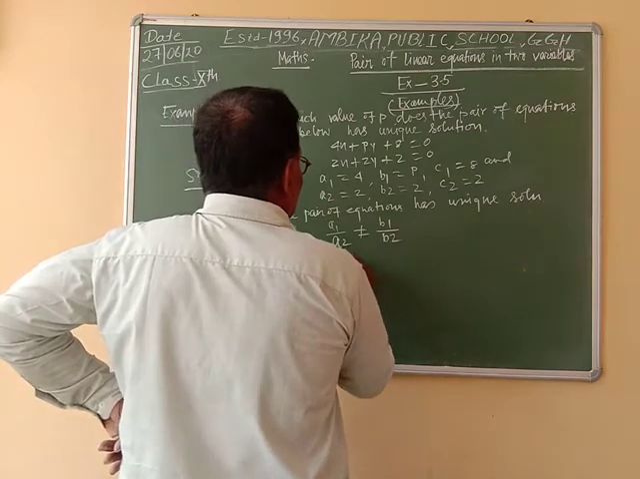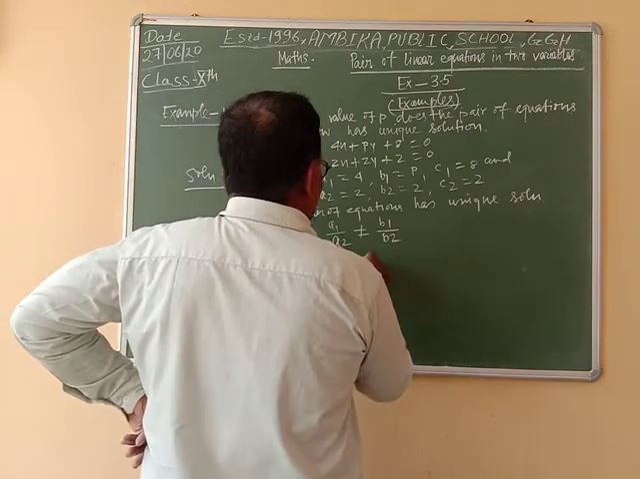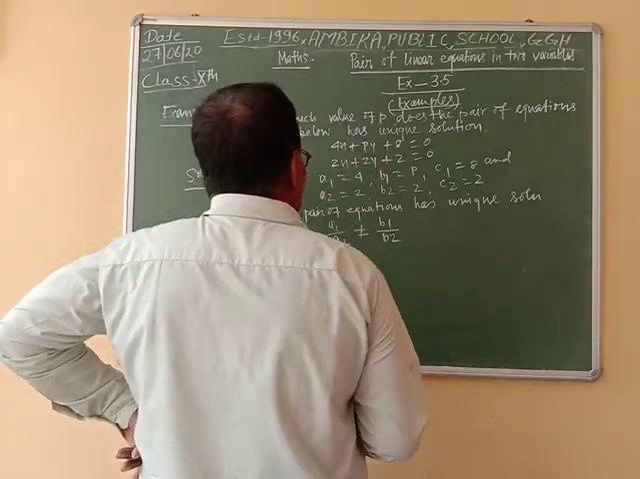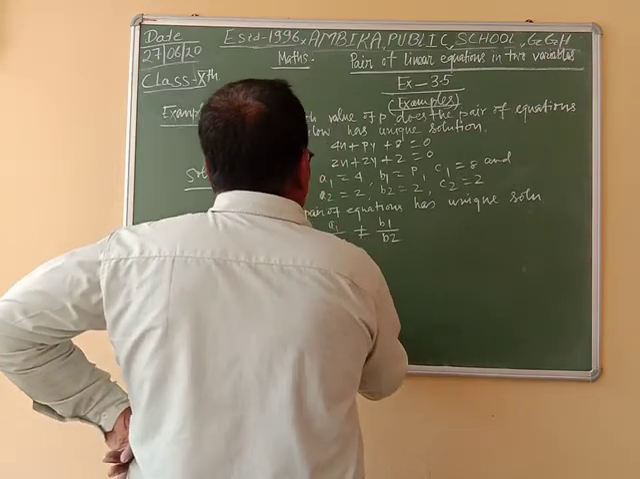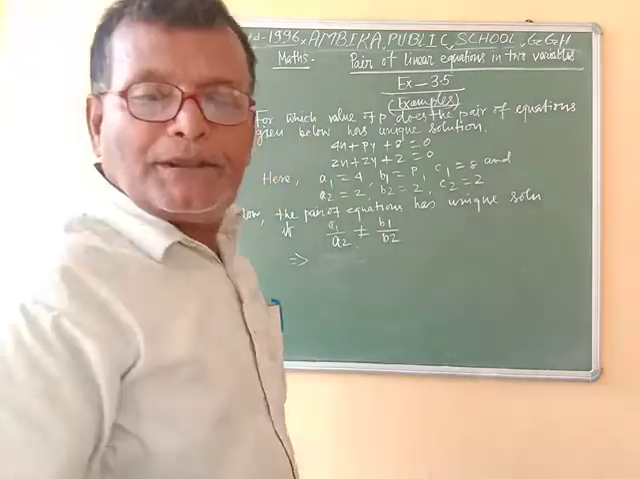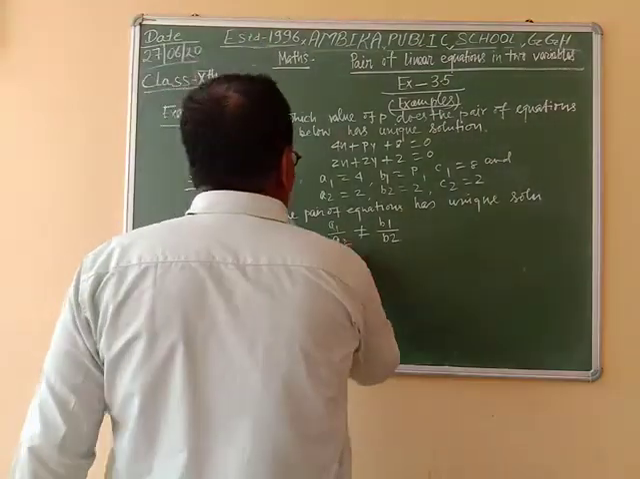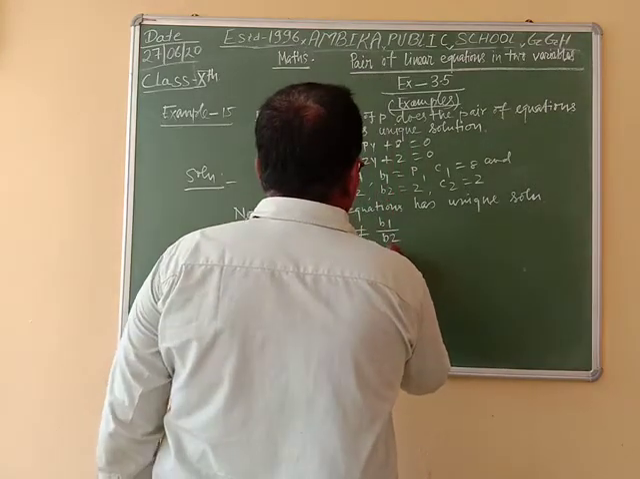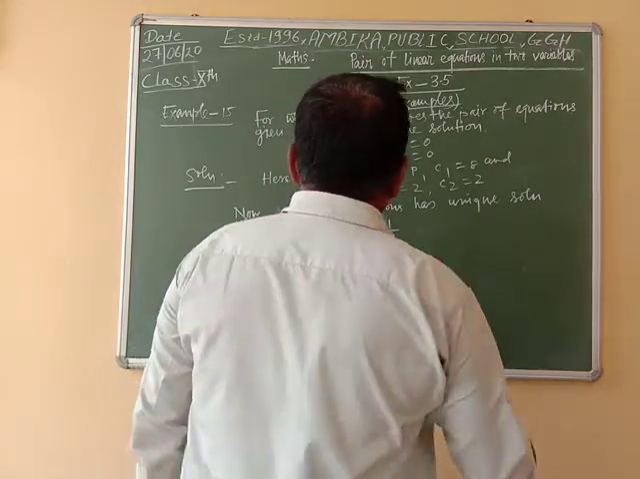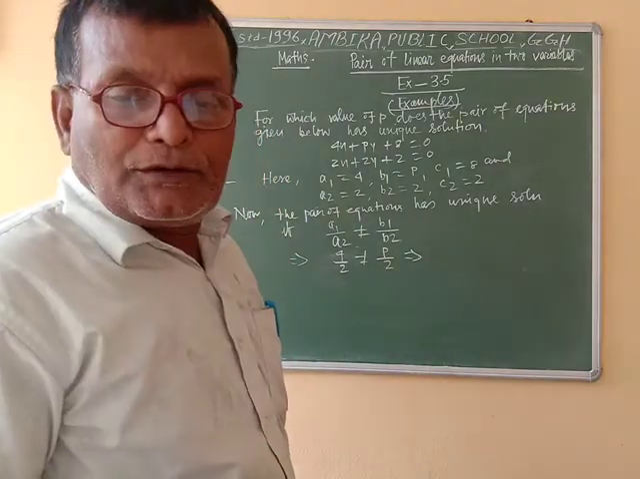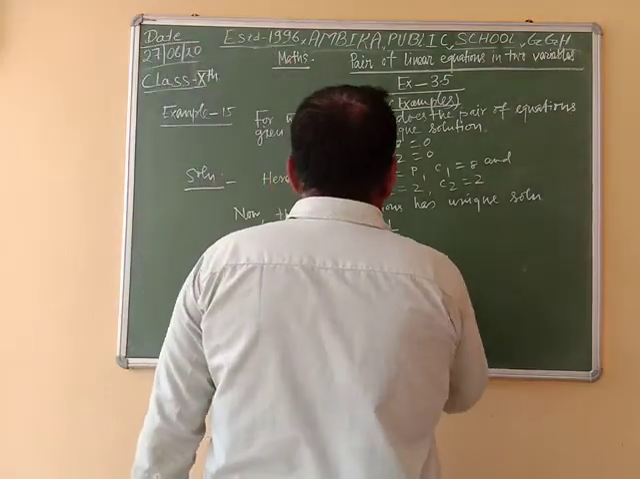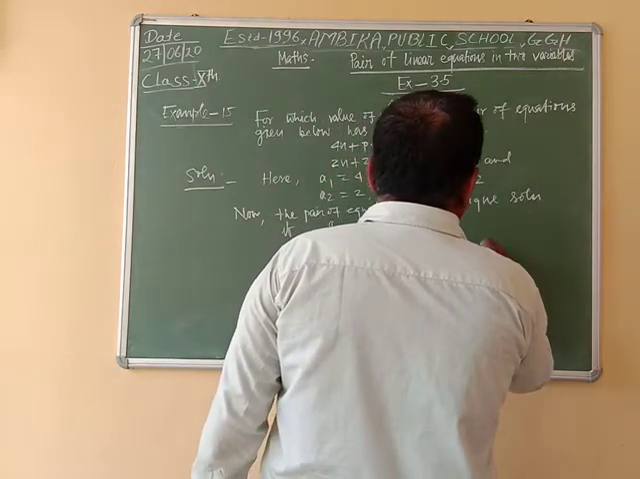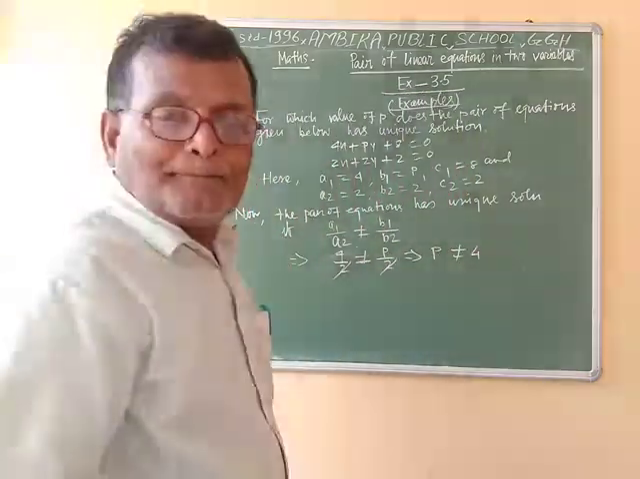a1 4 by a2 2 is not equal to b1 by b2, p by 2. So p is not equal to 4. P is not equal to 4.